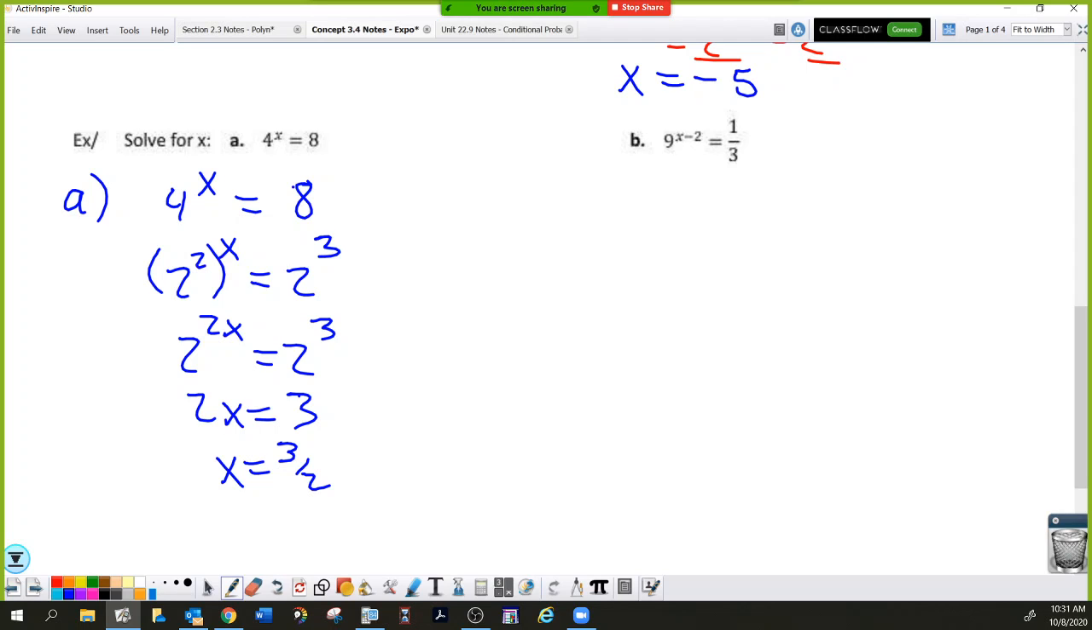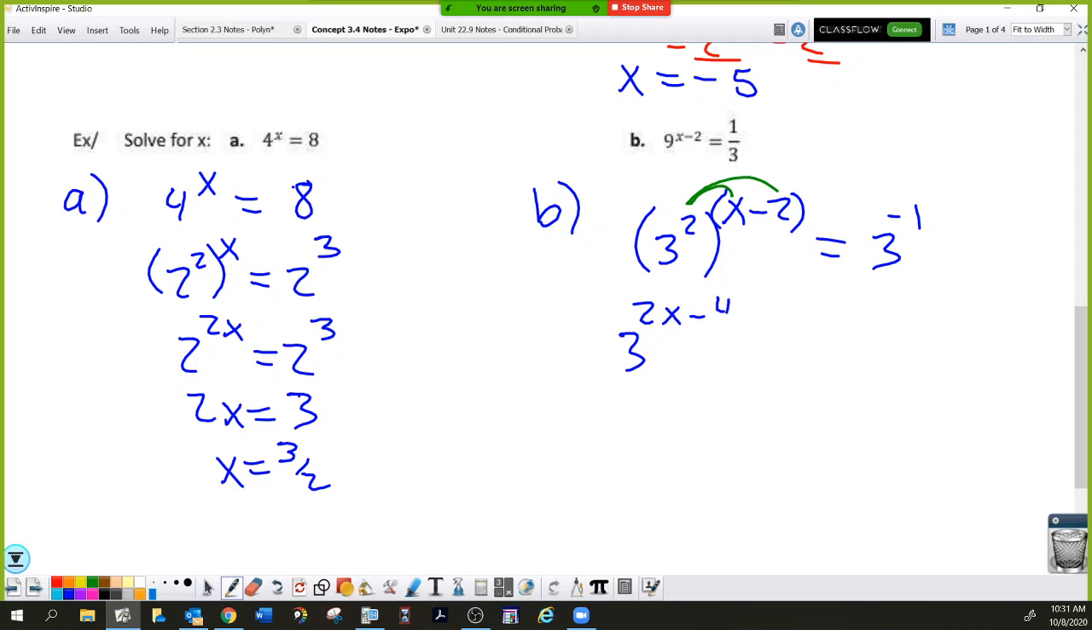Part B. What exponential base do these two sides share? 3. Yeah, they could both be written as base 3 numbers. So for 9 raised to the x minus 2, instead I'm going to say it's 3 squared raised to the x minus 2. And on the right side, 1/3 is 3 to the negative 1. And you must remember to distribute this exponent. 3 to the 2x minus 4 equals 3 to the negative 1.